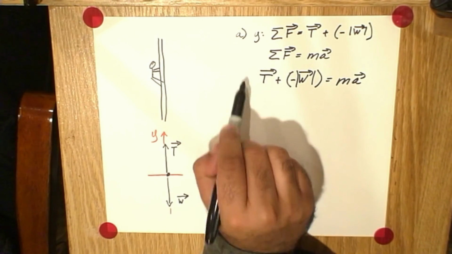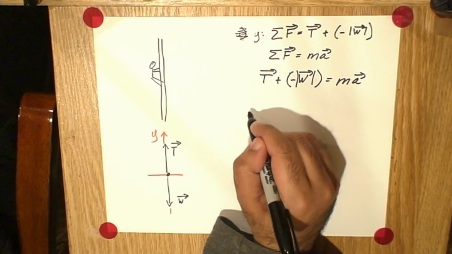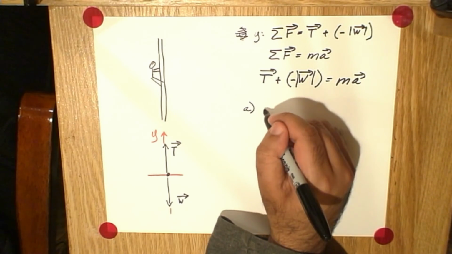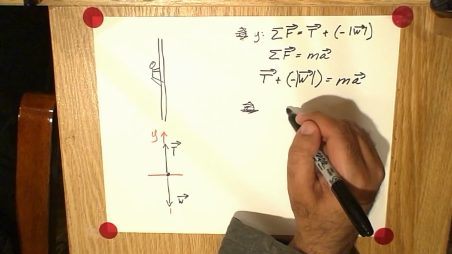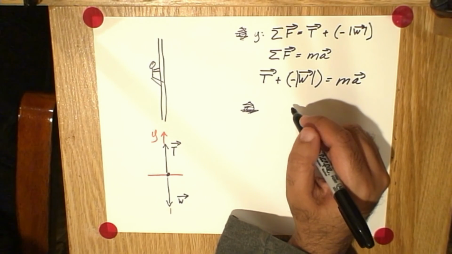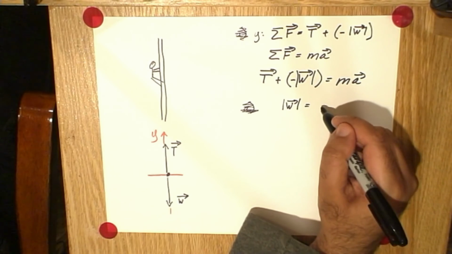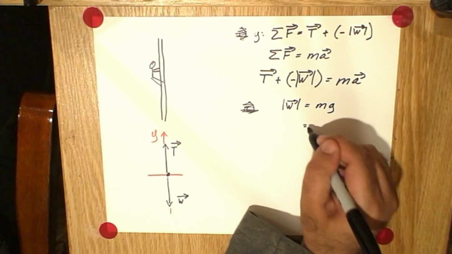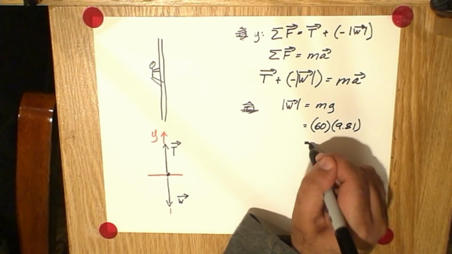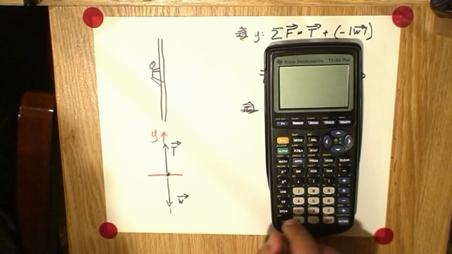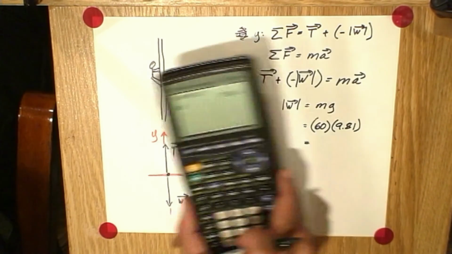Now, actually, this part is going to be consistent for both part A and part B. In part A, I actually don't even need to do that yet. Why? Because we still need to figure out the weight. The weight of our hero is given by mass times gravity, mass 60, gravity 9.81, and 60 times 9.81 will give us 588.6.